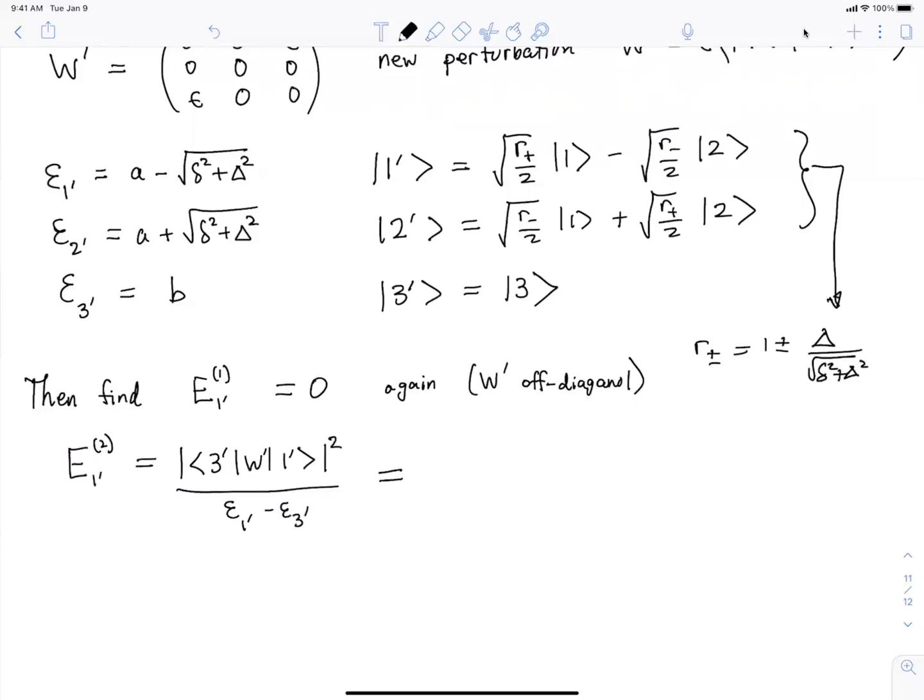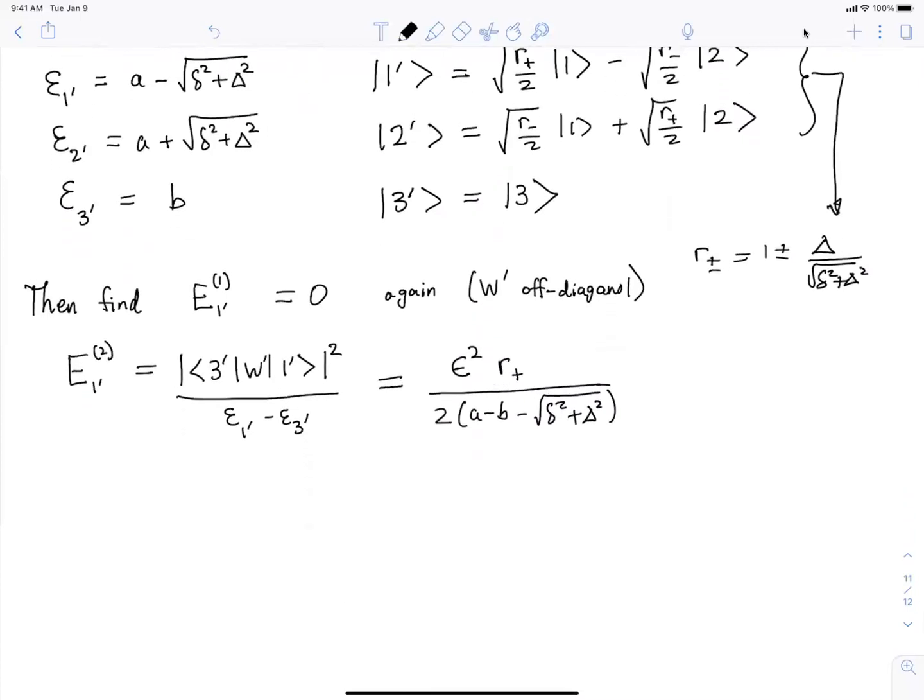And so this turns out to be epsilon squared from the matrix element. And then from the other parts, there's R plus over 2 A minus B minus the square root of delta squared plus capital delta squared. Okay, and that's just for the state 1 prime. In the notes, you can find the results for the states E2 prime and E3 prime. I'll just write etc. here because I'm lazy about writing things out today.